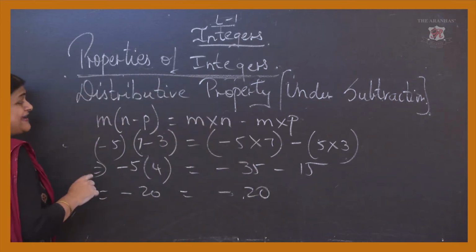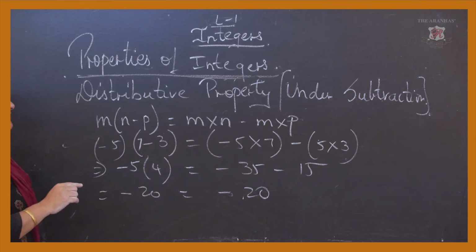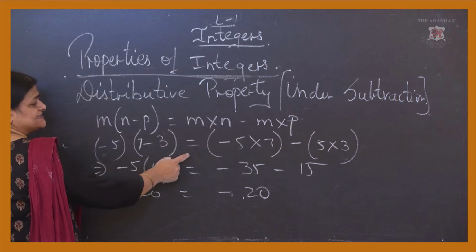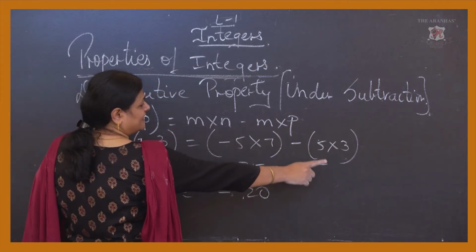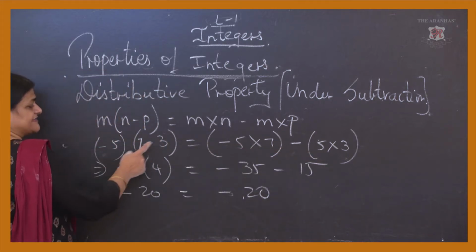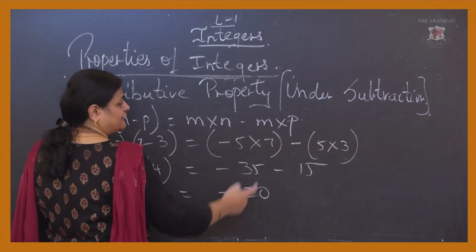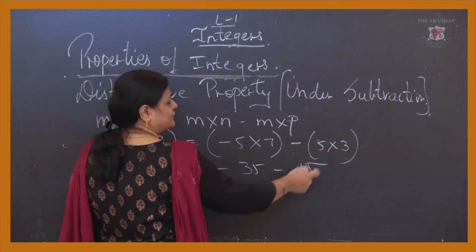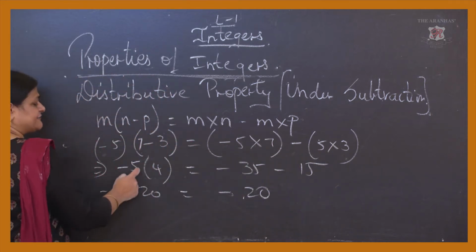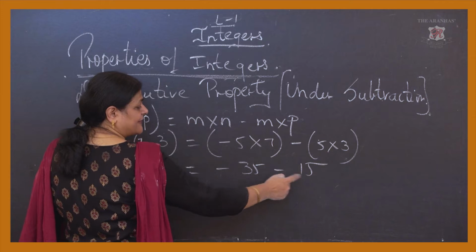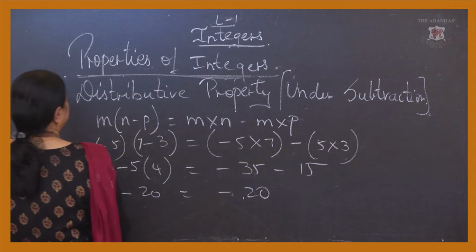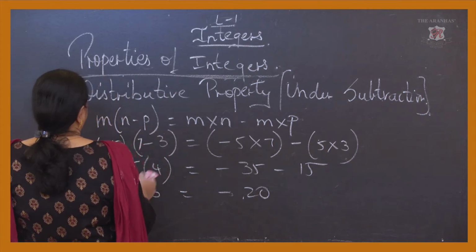I have taken m into n minus p. Subtraction is equal to m into n minus m into p. So minus 5 into 7 minus 3 is equal to minus 5 into 7 minus 5 into 3. So minus 5 remains same, 7 minus 3 is 4. Minus 5 sevens will give you minus 35, minus 5 threes are 15. So minus 35 minus 15 will give you minus 20. So minus 20 is equal to minus 20. So this will be under your subtraction.